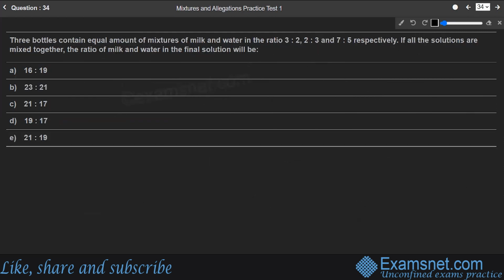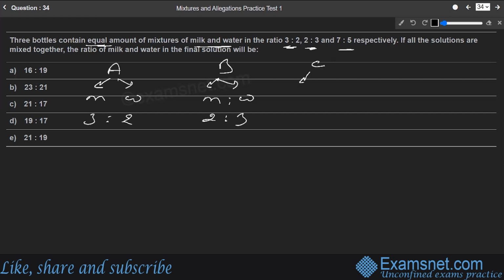Now, question 34. Three bottles contain equal amounts of mixture of milk and water in the ratios 3 is to 2, 2 is to 3, and 7 is to 5. So let's say the first type of bottle is A. The ratio of milk and water is given as 3 is to 2. Let's say the second variety is B. The ratio of milk to water is given as 2 is to 3. The third variety is C. The ratio of milk to water is given as 7 is to 5. So these are the three types of bottles available with us, three types of mixture, and their different compositions of milk and water are given in the question.